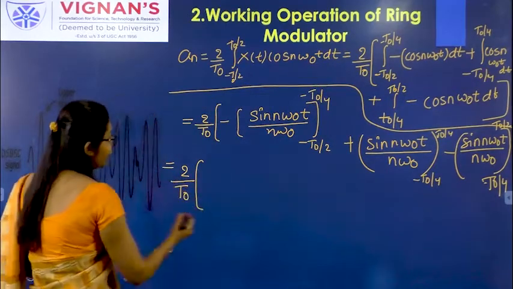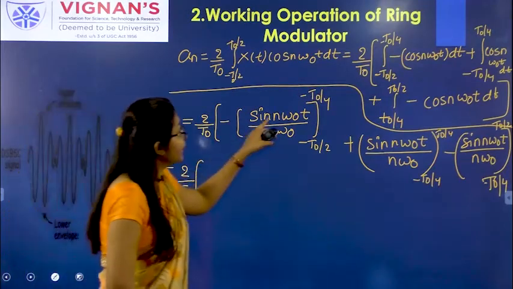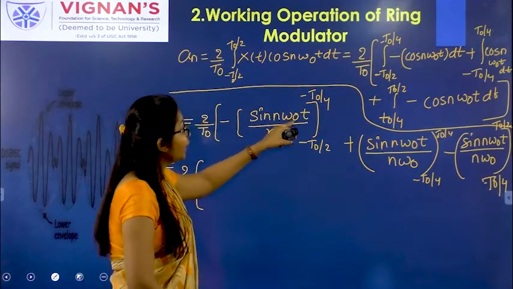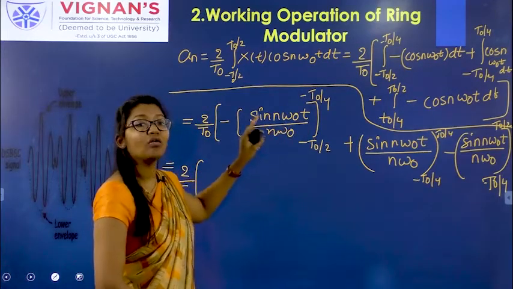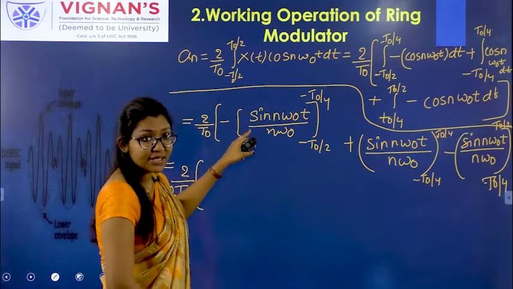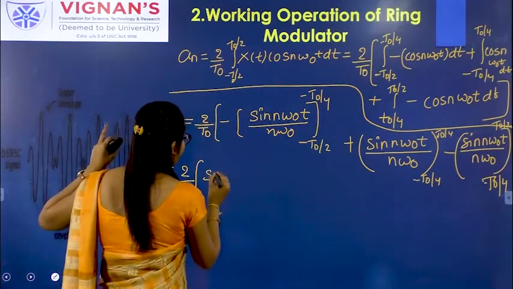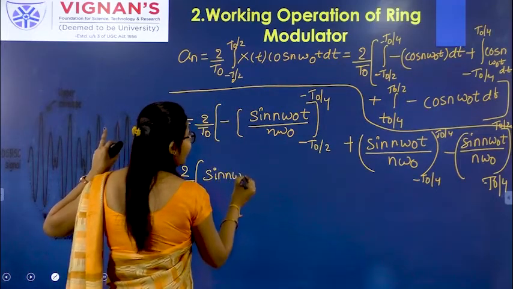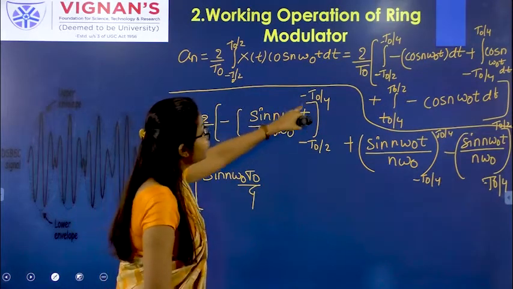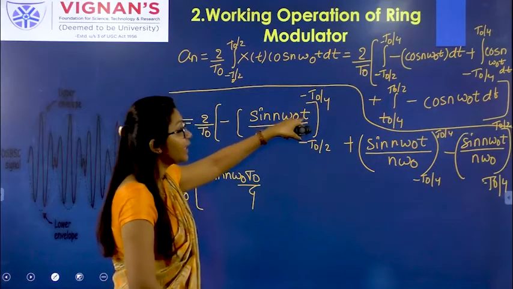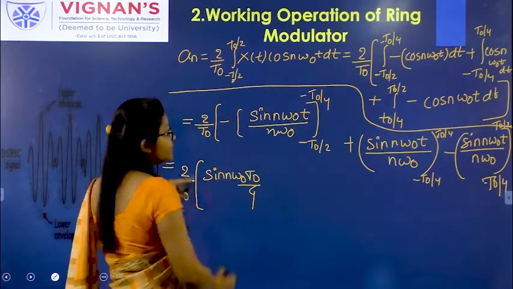2 by T naught, all n omega naught also I am taking outside. So finally what you will be getting here, sin n omega naught of minus T naught by 4. Minus T naught by 4 means sin of minus theta, you will be getting minus sin theta. Again you have here one more minus, so totally plus, right? Totally plus sin n omega naught T naught by 4 you will be getting, right? Sin n omega naught, instead of t I am writing minus T naught by 4. Sin of minus theta is minus sin theta.